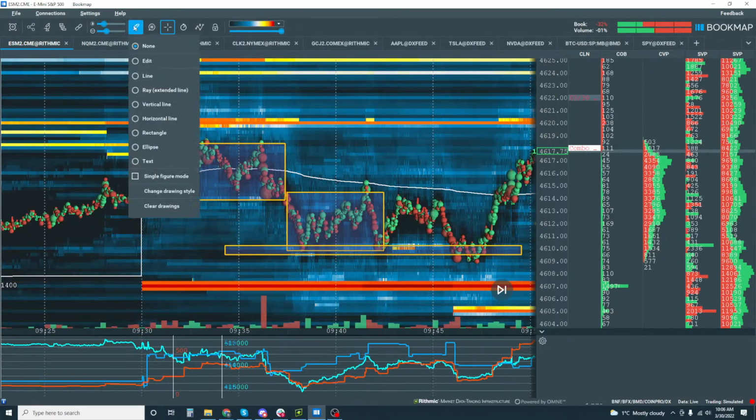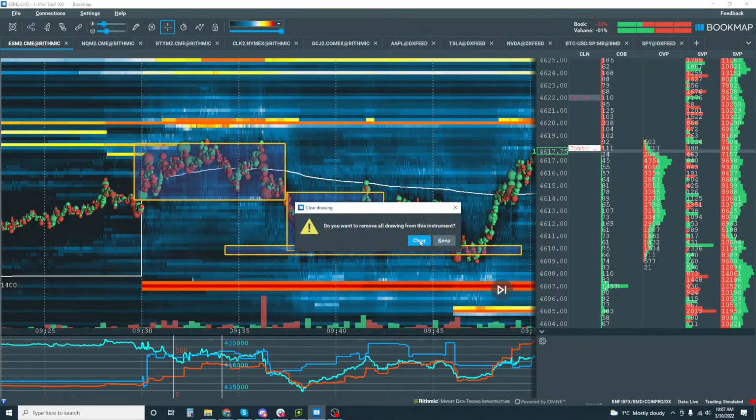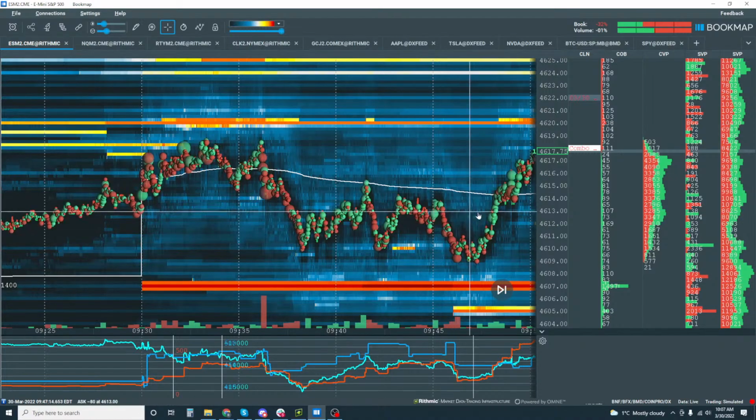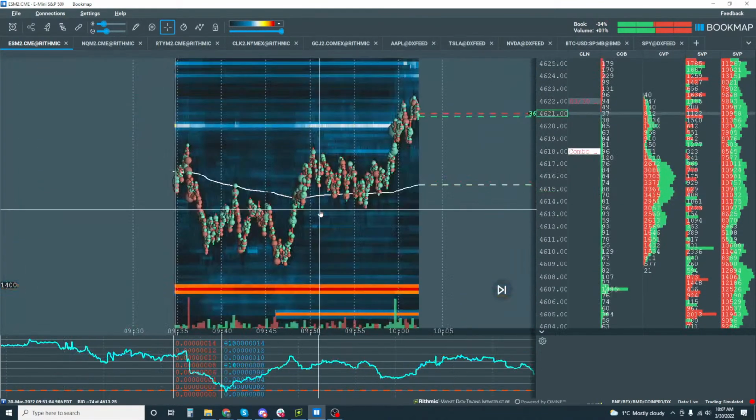I would have been holding it for the move and continuation lower, take some profit off down here, and try to get a runner. Anyway, that didn't unfold.